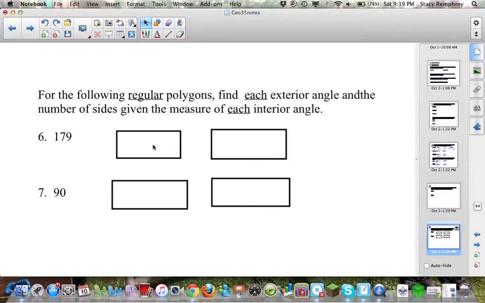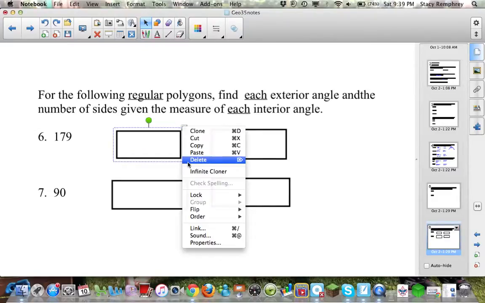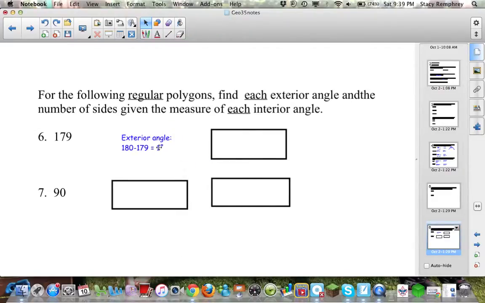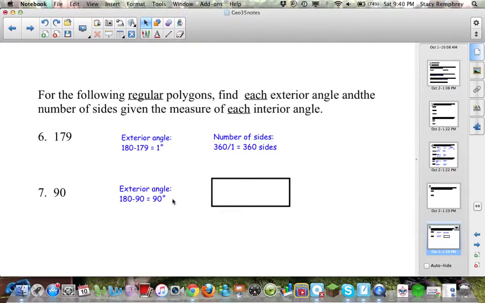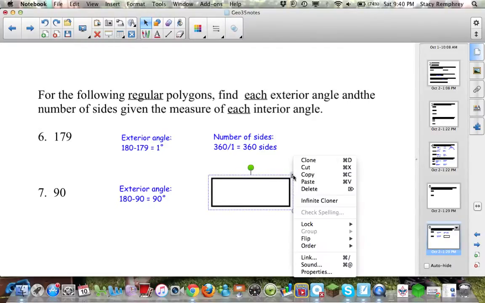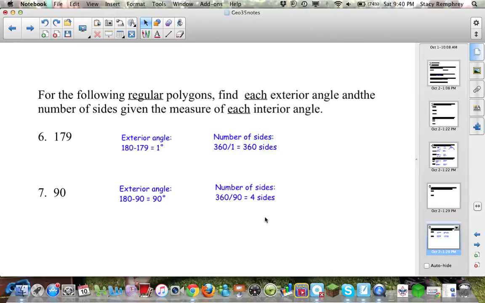All right, over here, to find the exterior angle, I just used the fact that the interior and exterior were supplementary. I used that relationship because it seemed easier. And then just did 360 divided by 1 equals 360 sides. This one I did the same thing. To find the exterior angle, I used the relationship that they were supplementary. And then took 360 divided by that to get the number of sides of 4.